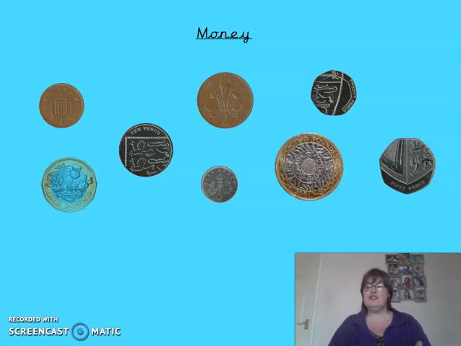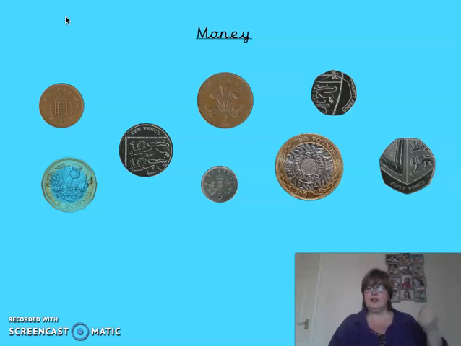But if you've got coins, it's just quite nice to be able to look at them at the same time because you can turn them over and have a look at both sides. Okay, so these are all the different coins that we have that we can spend to buy things in our shops. Now, coins are smaller value money.